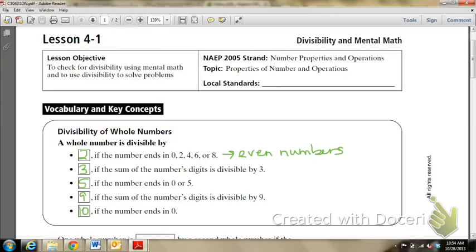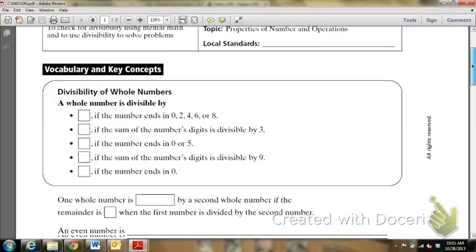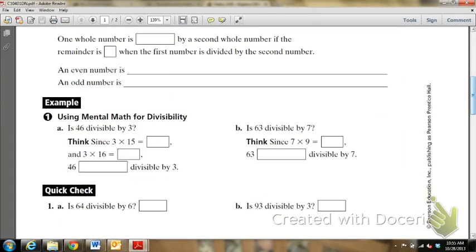So let's try applying some of these rules. One whole number is divisible by a second whole number if the remainder is 0. So when you divide the two numbers, you don't get a remainder. That means it goes in evenly, or it's divisible.